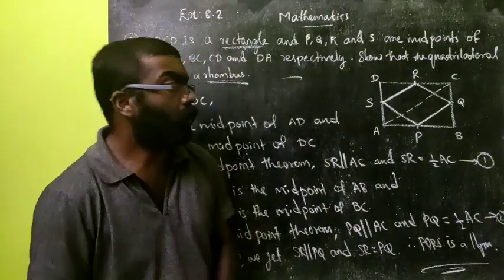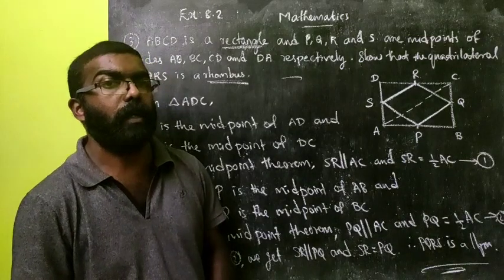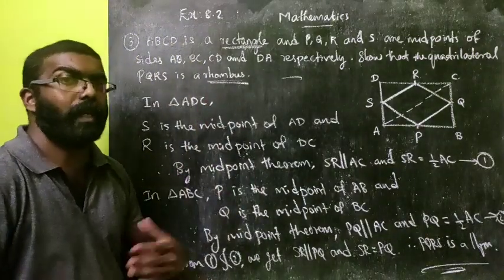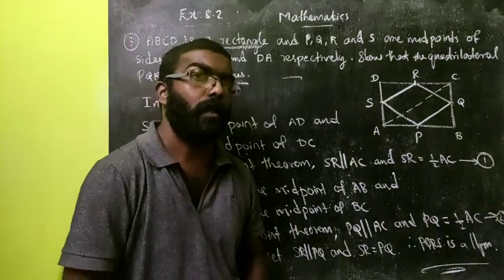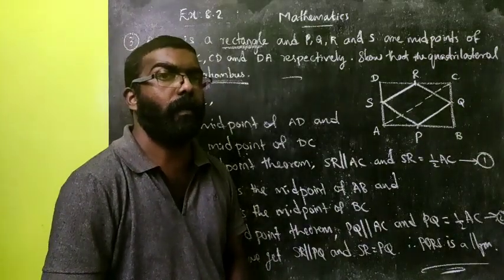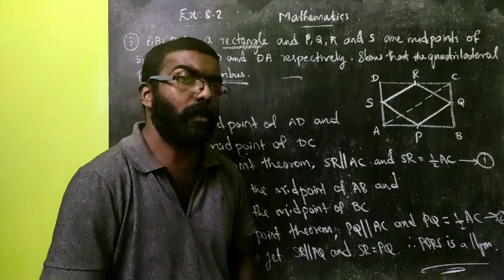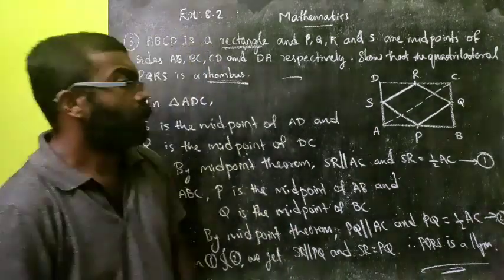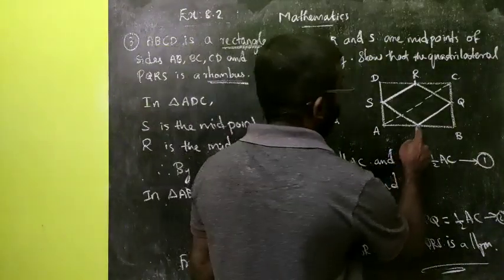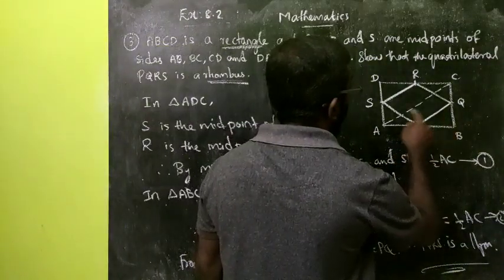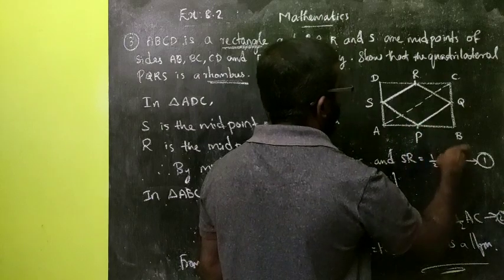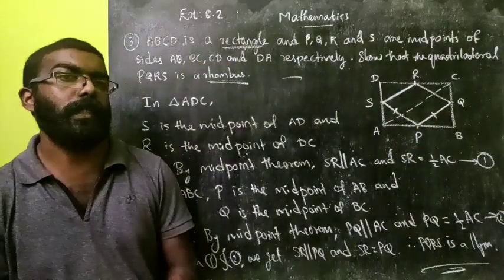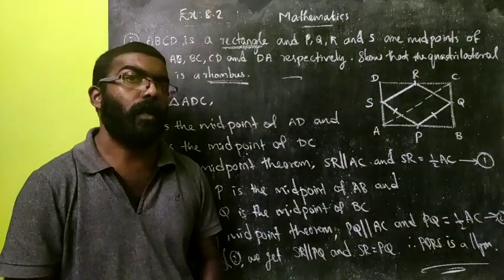So now we get PQRS is a parallelogram and we want to prove it is a rhombus. When a parallelogram becomes a rhombus, all the four sides are equal. Okay. Or if the adjacent sides of a parallelogram are equal, then it becomes a rhombus. That means if PQ equal to PS, then we can conclude what? The parallelogram PQRS is a rhombus. Okay.